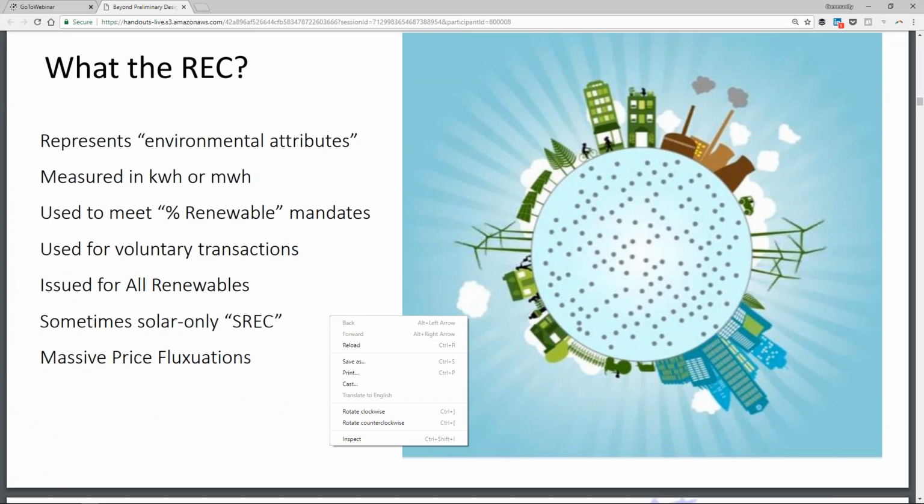Okay, so what is a renewable energy credit? This is what cap and trade is effectively in the United States. So, like it or not, this is the policy.